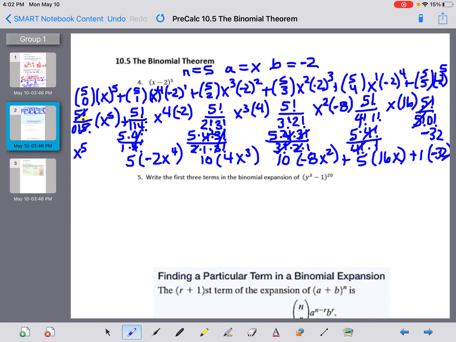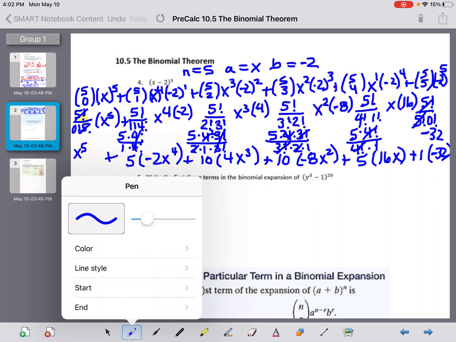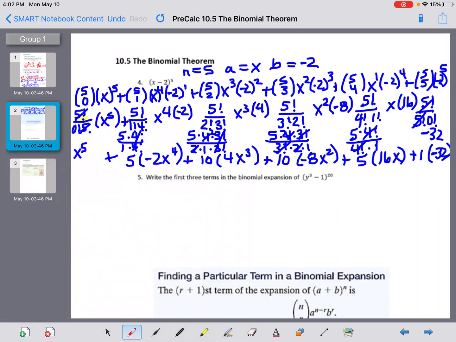All right, all of these are plus until I deal with everything else. Okay, so to clean this up, I'm going to go a different color just so you can see it a little clearer. I get x to the 5th minus 10x to the 4th plus 40x to the 3rd minus 80x to the 2nd plus 80x minus 32. And once again, I hold my breath as I check. X to the 5th minus 10x to the 4th plus 40x cubed minus 80x squared plus 80x minus 32. I got it right.